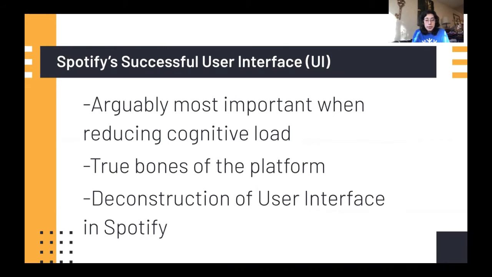So, we talked about Spotify's graphic design, and we talked about Spotify's design when it comes to reflecting those old music players. But how does its user interface also reduce the cognitive load and the difficulties that you have when navigating a system? And how does that really provide a good structure for what Spotify is? So let's get into that.